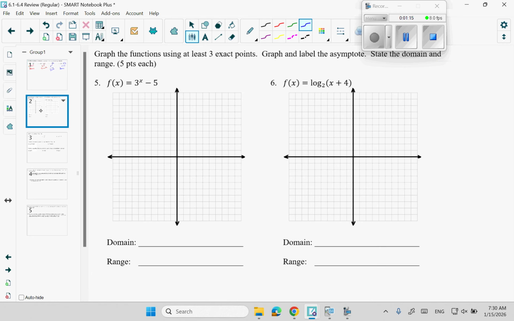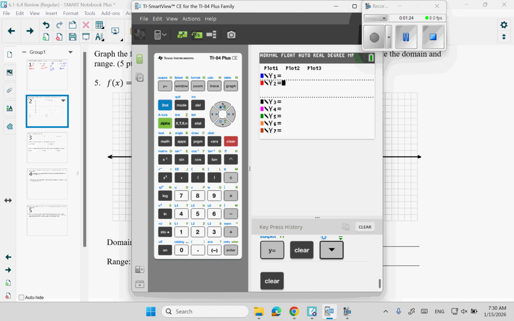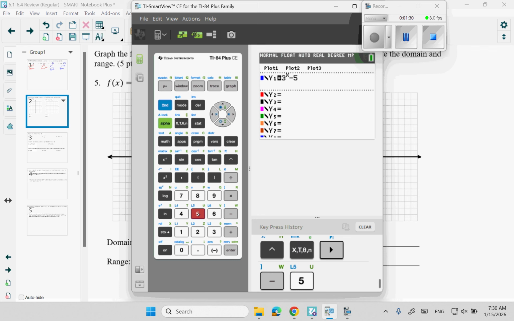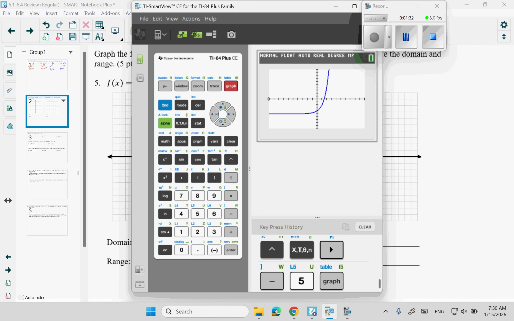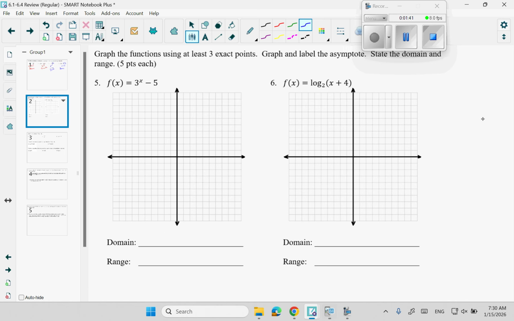Okay, graph it using at least 3 exact points. Graph and label the asymptote, state the domain and range. So let's type this right into our graph. We have 3 to the power of x minus 5. Graph. Now, if you remember, this would normally have an asymptote at y equals 0. I know it's a y equals because it's an exponential function. However, this minus 5 is bringing the entire graph down 5. So I know 1, 2, 3, 4, 5 that the asymptote is actually right here at y equals negative 5.